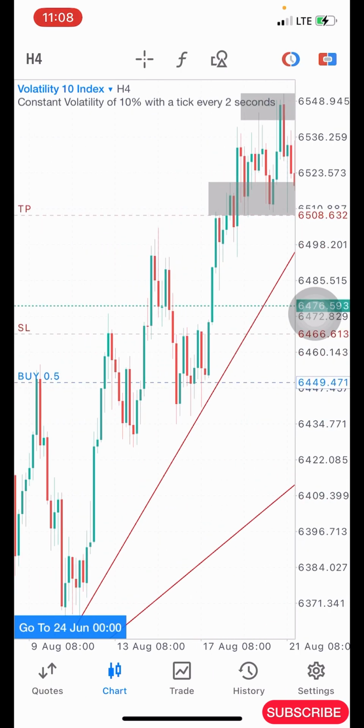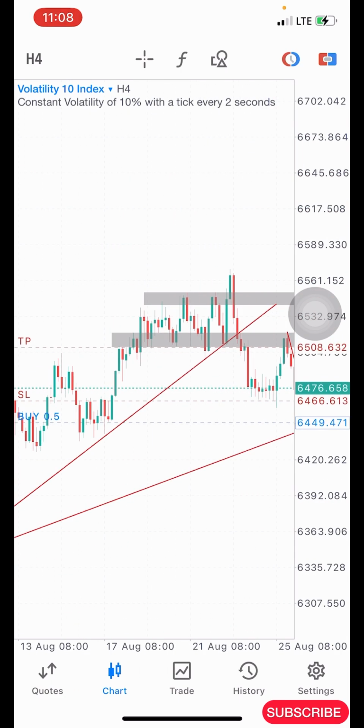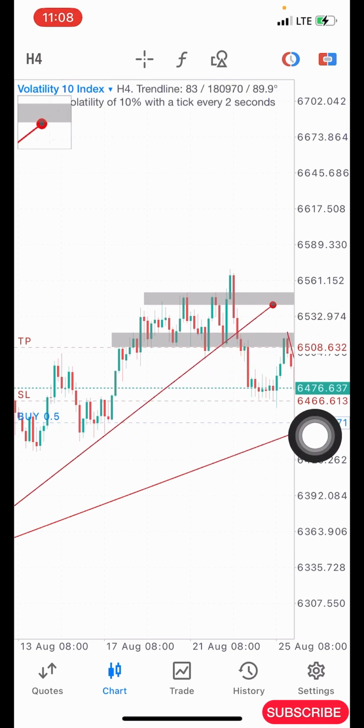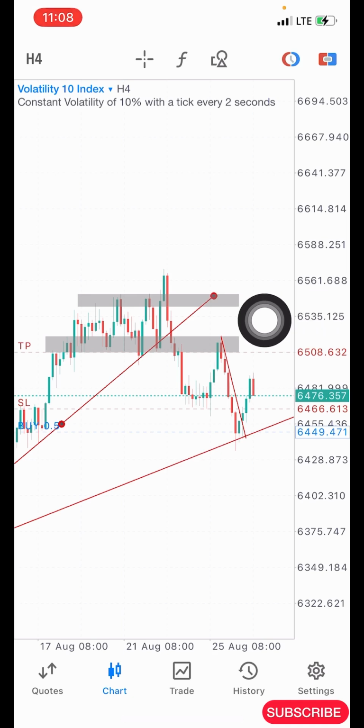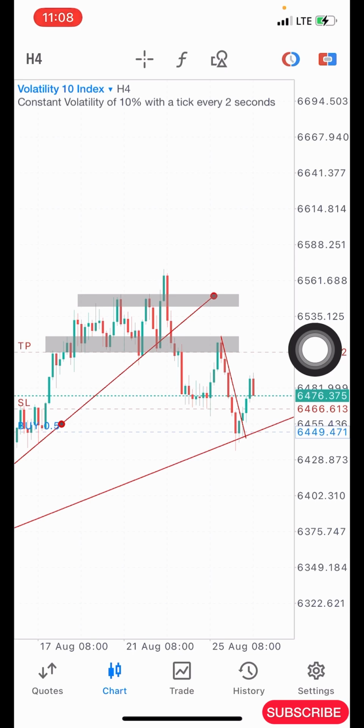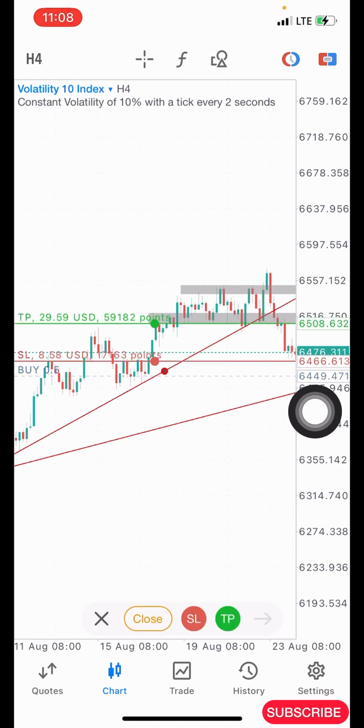Here on the 4 hours time frame, I also marked out this trend line. On marking it out, I saw that price has already broken below this trend line, and you can see now that it's heading towards our daily trend line here. This second trend line here is the daily time frame.